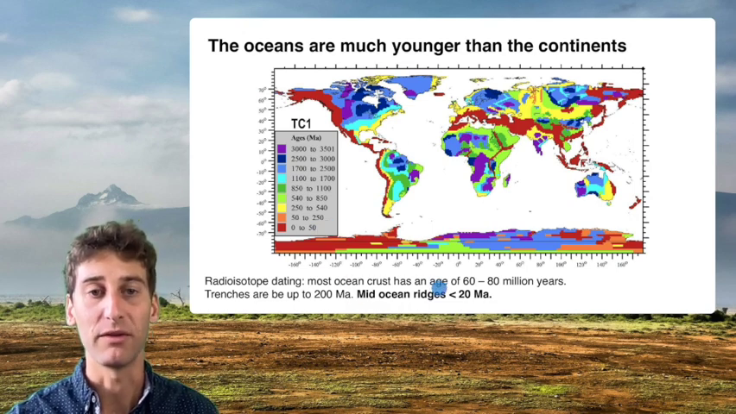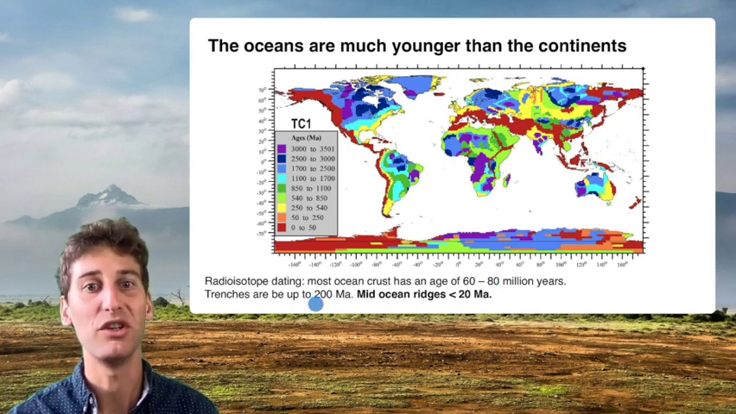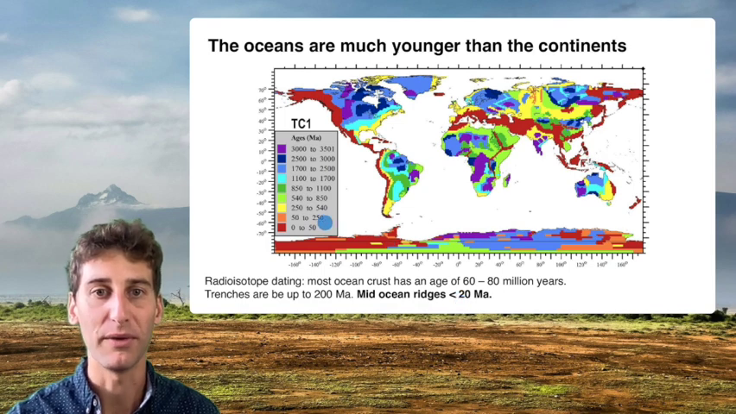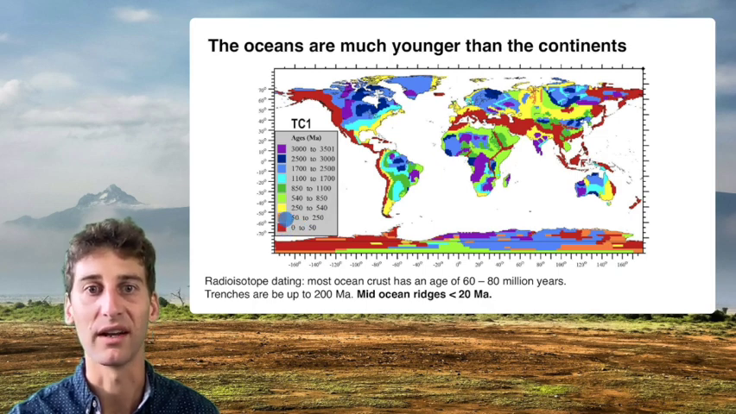It turns out, from rocks recovered from the bottom of the ocean floor, most of the ocean crust is 60 to 80 million years old. The oldest part of the seafloor near the trenches is around 200 million years. And then the youngest part of the seafloor was found at the mid-ocean ridges, around less than 20 million years old. So if you think about where that spans in terms of the age of the continents, we're down here in this red or this orange color. The oceans are much younger than the continents.